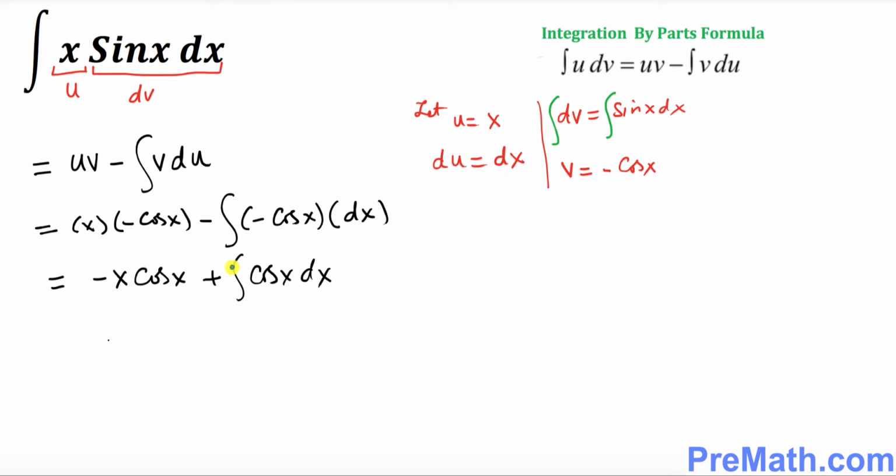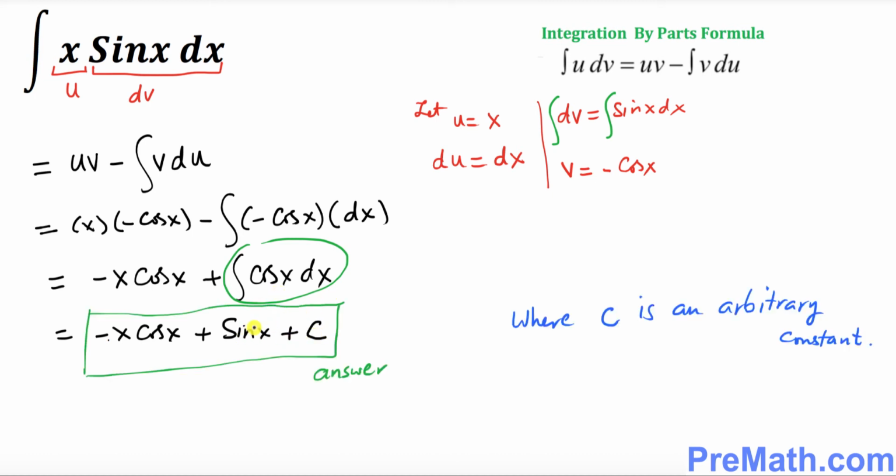Now we're going to take care of this integral. Let's go ahead and finish that off. It's already negative x cosine of x, and we know the integral of cosine is simply sine of x, plus an arbitrary constant c. And this turns out to be our answer to our first example.